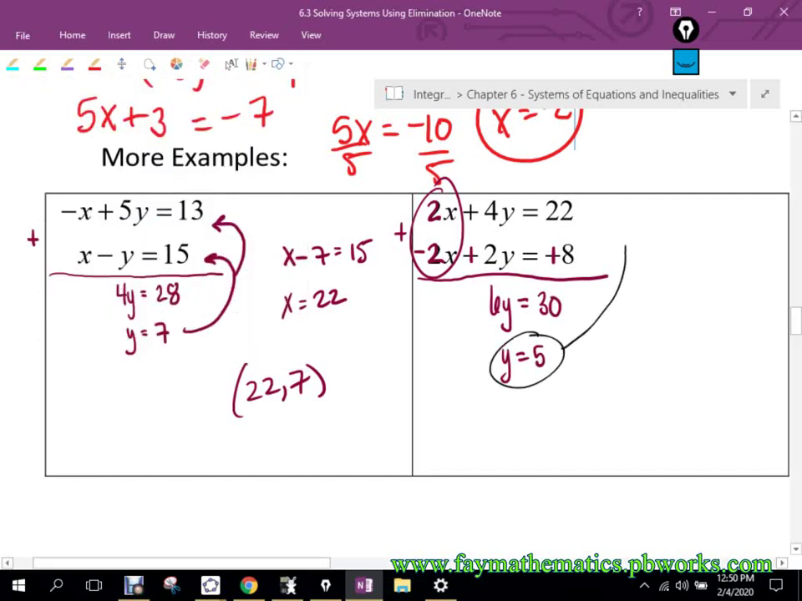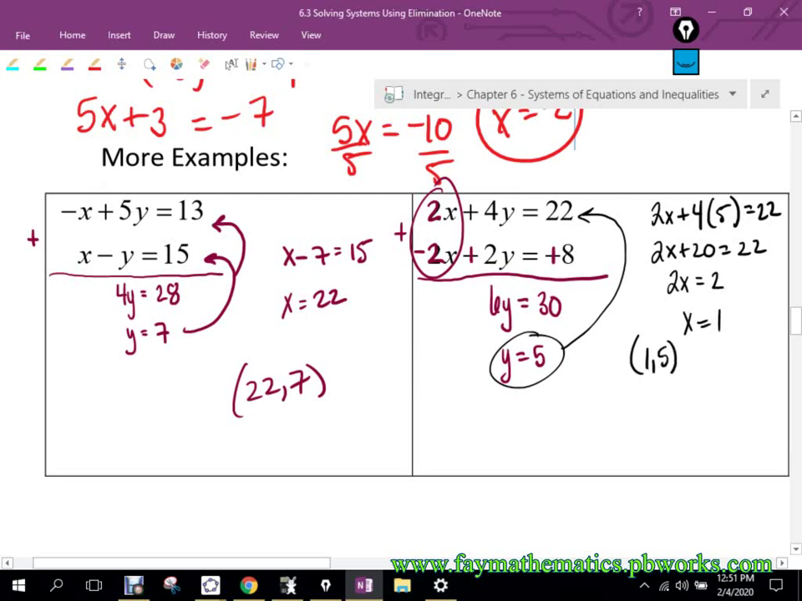I'll plug that back into equation number 1 here. So if I go 2x plus 4 times 5 equals 22, that's 2x plus 20 equals 22, right? You can plug it in either one, right? Yeah, you can go either one. So 2x will equal 2. And like Ollie said, x should be 1, right? So my answer is 1, comma 5.